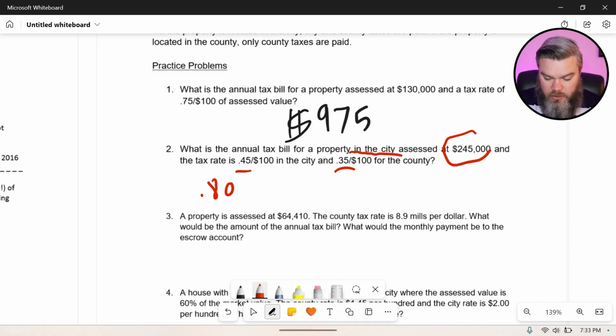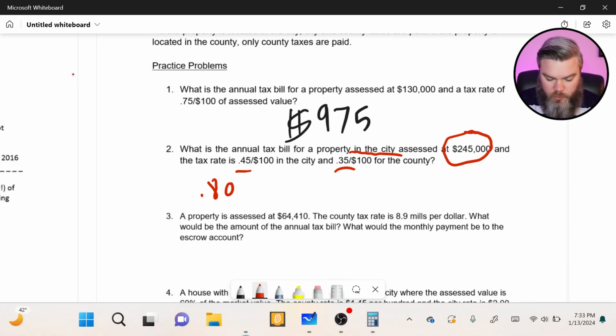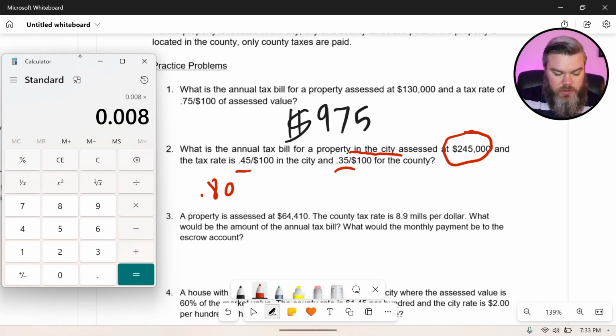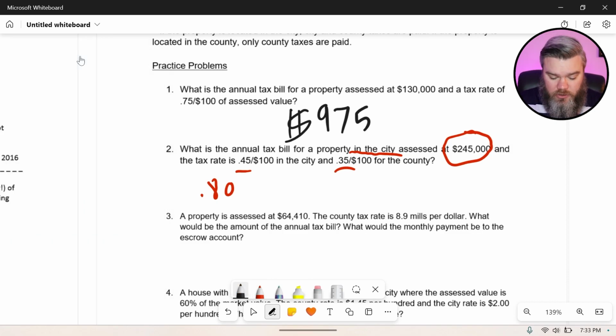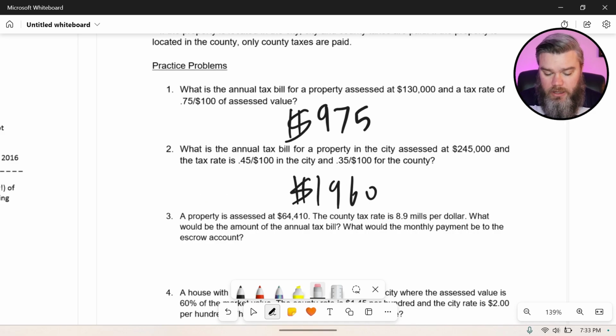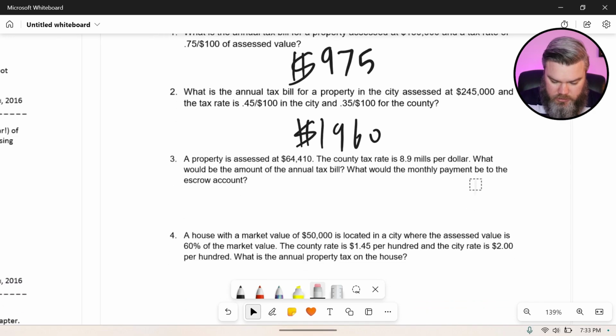Well, our assessed value, $245,000. And so take your 0.008 times our 245,000 gives us a tax bill of $1,960. It's that simple. Now I'll erase these extra little added pieces here so we can see the answer in one pretty light in a moment. Let's keep going.